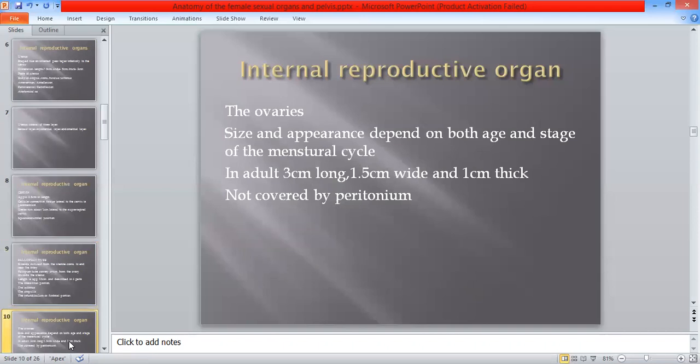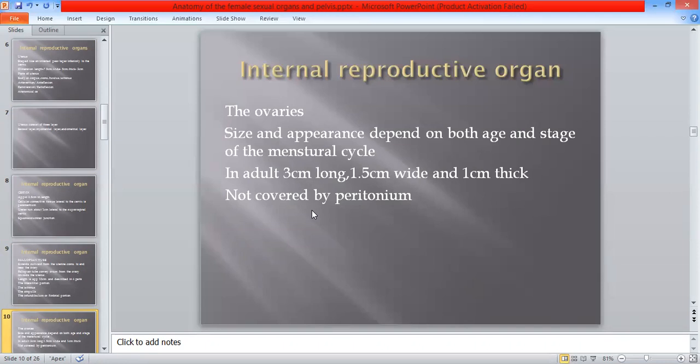The other thing is the ovary. The ovary size and shape depend on both the age and the stage of the menstrual cycle. In an adult, it is about 3 centimeters long, 1.5 centimeters wide, and 1 centimeter thick. And the ovary is the only abdominal organ which is not covered by the peritoneum.